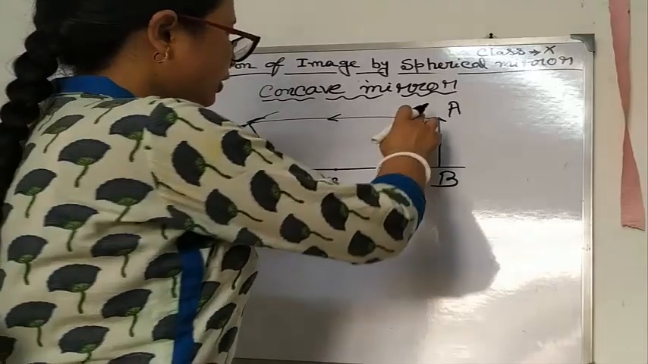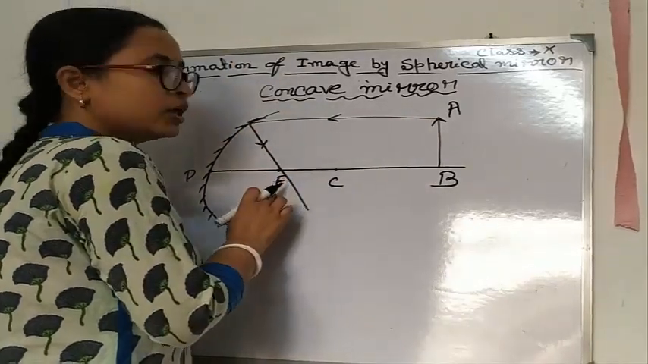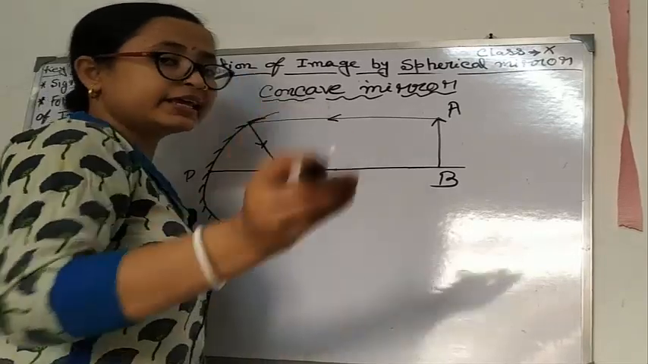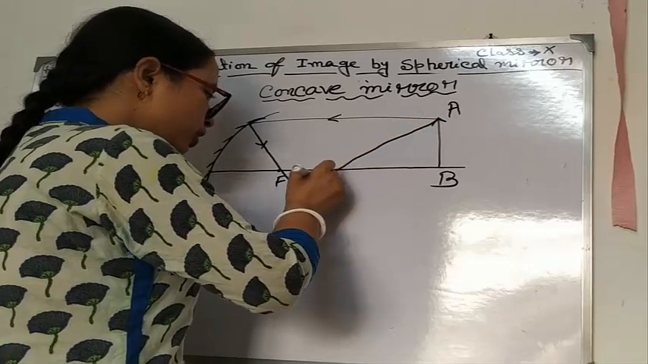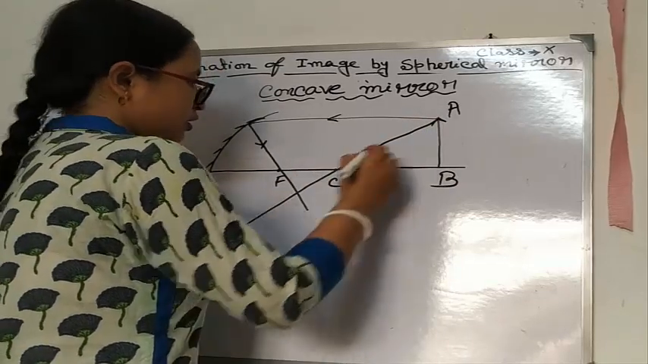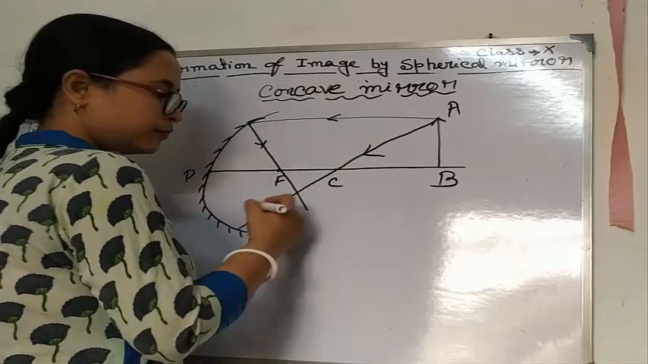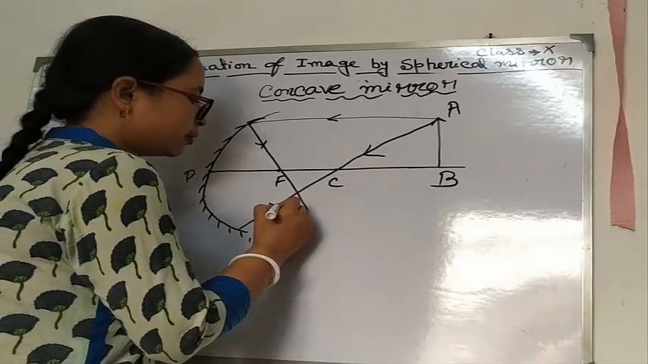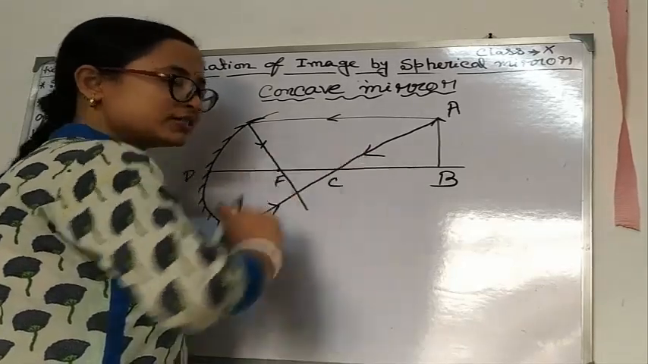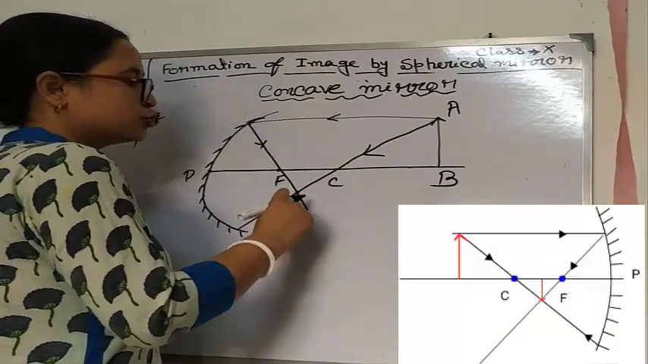From the second rule, whenever a parallel ray is incident on the mirror, what happens? After reflection, it will pass through the focal point. And for the second ray, you have to draw a ray passing through the center of curvature of the spherical mirror. So after reflection, from the second rule, it will reflect back along the same path. So you can see that at this point, these two rays meet.